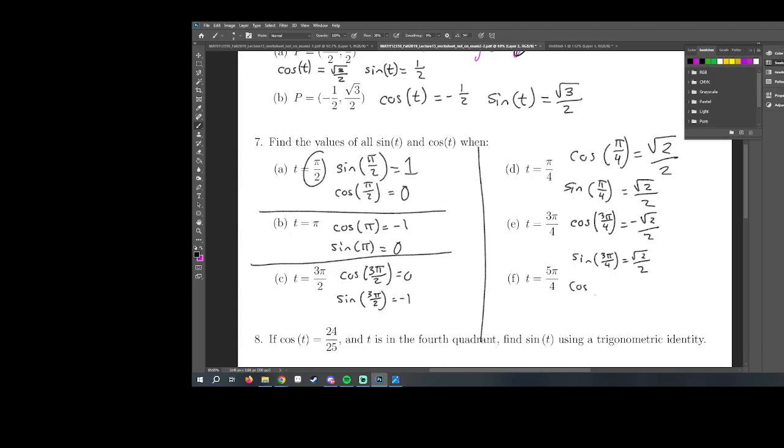So we get cosine 5 pi/4 equals -√2/2. Sine of 5 pi/4 equals -√2/2.